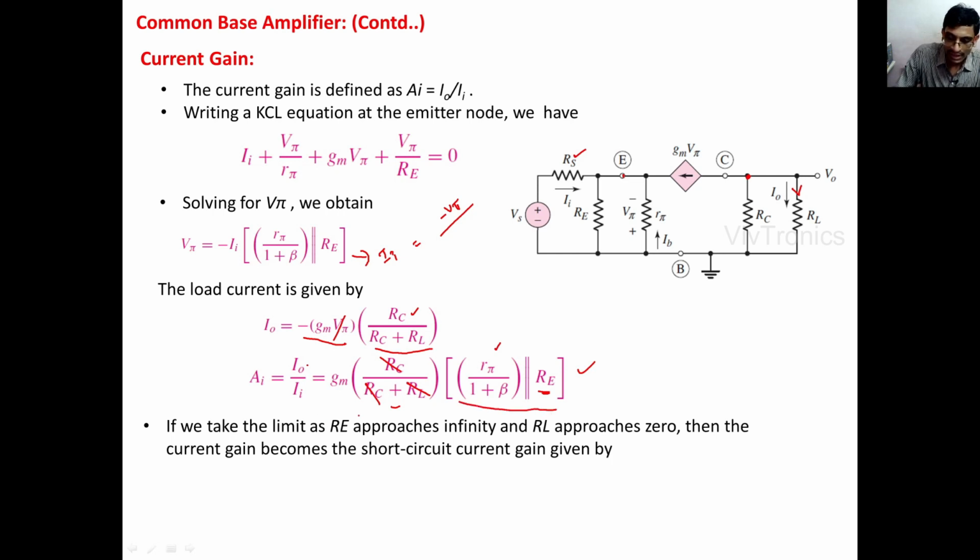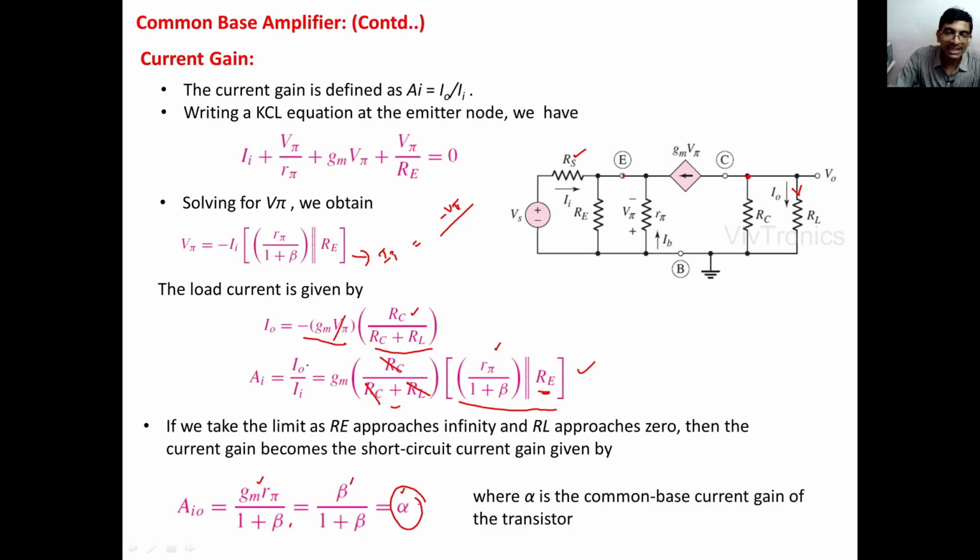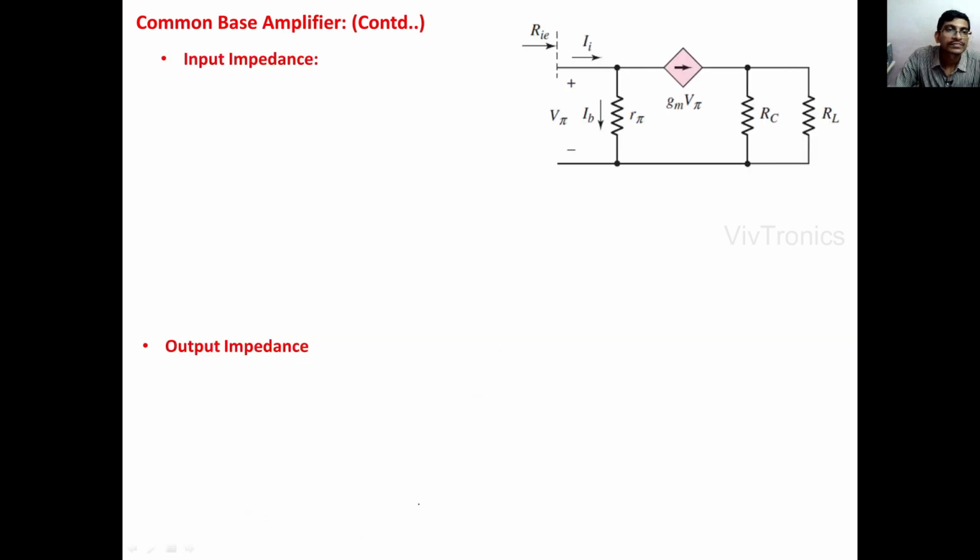Therefore, the current gain equation will have Gm into R pi by 1 plus beta, and we already know this Gm R pi is nothing but beta. Therefore, Ai is equal to beta by 1 plus beta. The beta by 1 plus beta is called alpha, that is the CB amplifier current gain. Here alpha is called the common base amplifier current gain, which will be equal to beta by 1 plus beta.